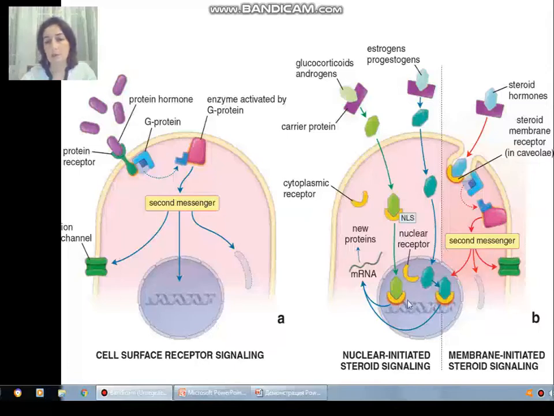They will activate some genes, there will be mRNA produced, transcription, then the new proteins will be produced. In this case, the hormones which have nuclear receptors are steroid hormones, and also hormones of the thyroid gland, these are thyroid hormones.